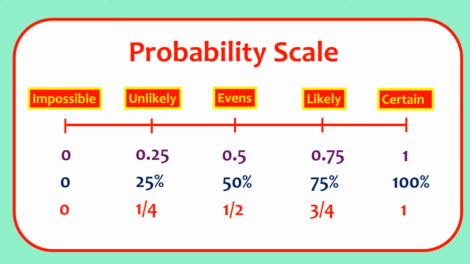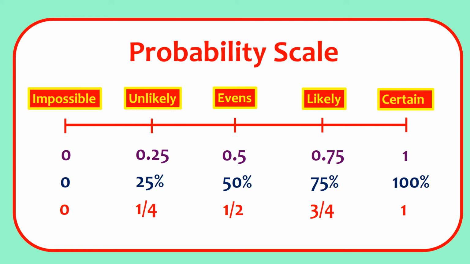We can put things on a probability scale. There are different ways to represent it. We can either use words, so impossible, unlikely, then even chance. If you flip an unbiased coin, you're just as likely to get heads as you are a tails, so that's evens. Likely, and then certain.